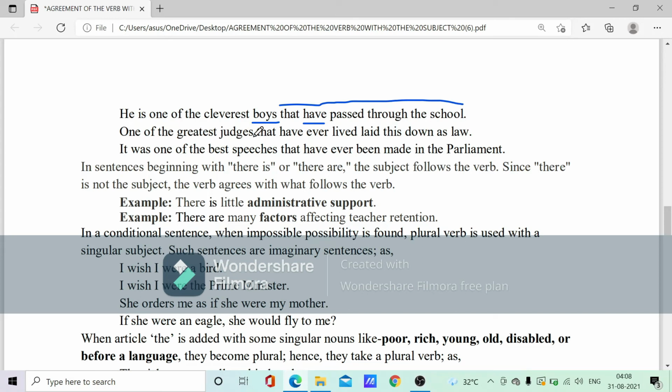ठीक है. One of the greatest judges that have, again you see according to judges have. It is one of the best speeches. According to speeches, have again has been used. So you must not forget that in these kind of sentences, you have to first find out the antecedent, and then you have to find out the dependent clause that starts, as I told you, with either a relative pronoun or relative adverb, और उससे जो शुरू होता है उसके बाद जो आपका verb लगेगा according to the antecedent, right? वो antecedent के अनुसार ही होगा.